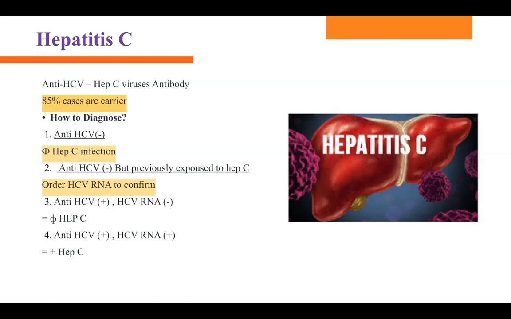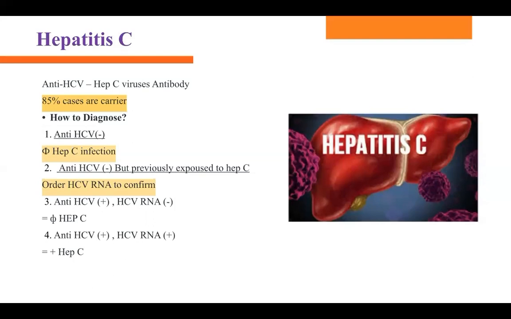So what is RNA? RNA is not from the patient. It's not the patient's RNA, okay? Here we are talking about virus RNA. Antibody is from the patient. The virus also has RNA, right? So that's what we get from the patient's blood, basically.